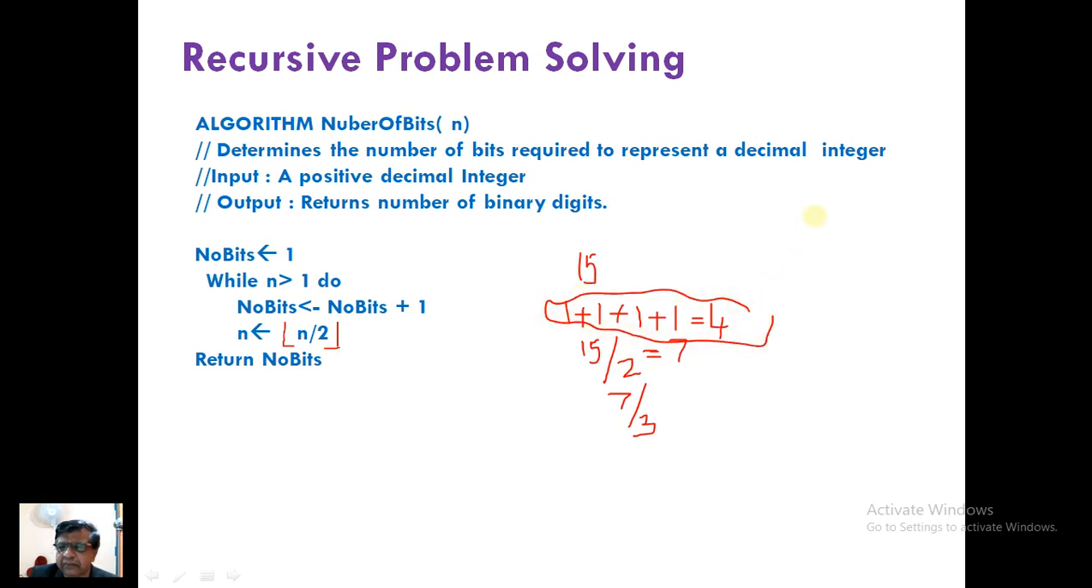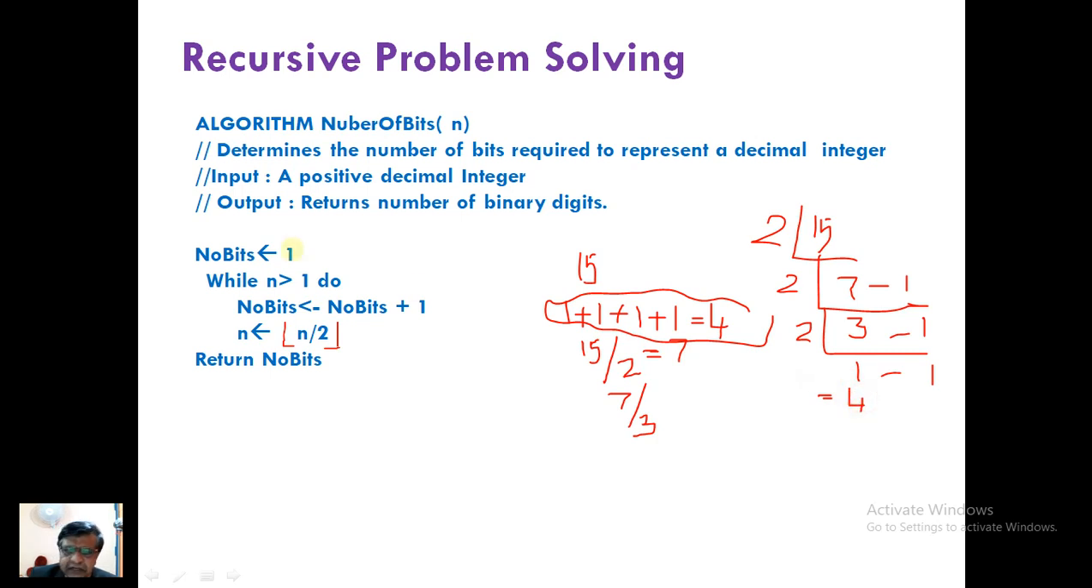This comes from a simple fact that 15 is divided by 2. Two sevens are 14 and 1 remains as a remainder, and two 3s are 6 and 1 remains, and two 1s are 2. What remains here is 1, and 1 cannot be further divided because it should be greater than 1 in order to divide by 2. Therefore 1, 2, 3, 4 bits. This particular algorithm is written exactly simulating the kind of operations that is to be done.